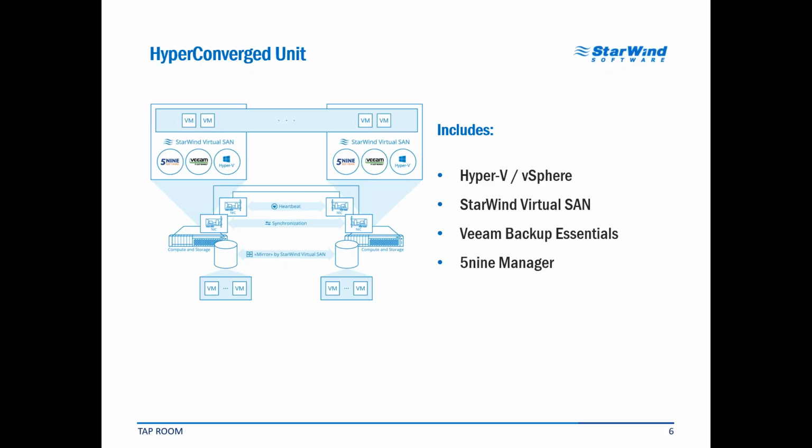That hyper-converged unit includes Hyper-V or vSphere, depending on which hypervisor you prefer. Then it has StarWind Virtual SAN. It has Veeam Backup Essentials and 5.9 Manager. And all of that is in those two boxes that you can see on the diagram.